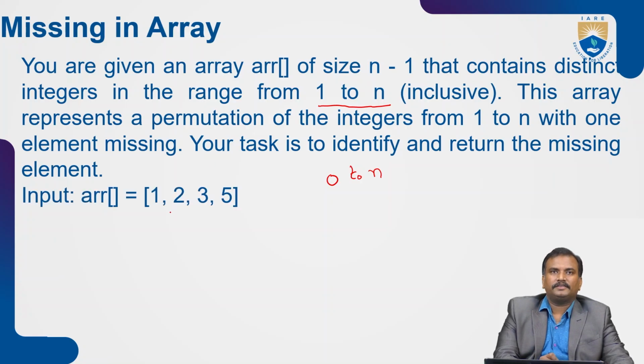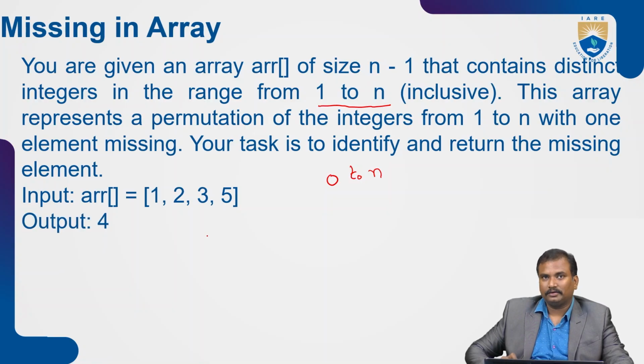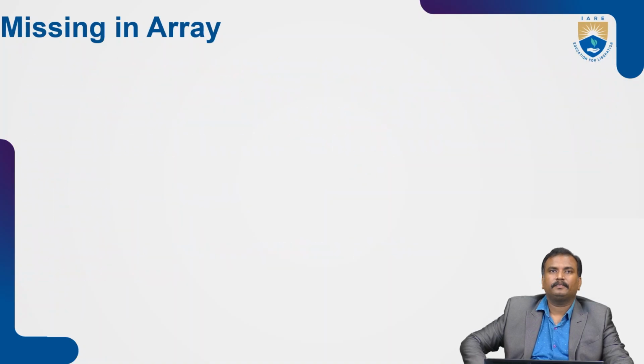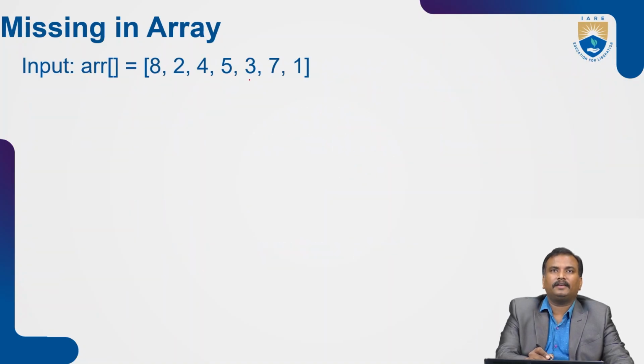Let us take the same type of examples, but here 0 is not included. 1, 2, 3, 5. Between 1 and 5, what is the number missing? The 4. Between 1 and 5, the number which is missing is 4. In the same way, another example: 8, 2, 4, 5, 3, 7, 1. Between 1 to 8, the number missing is 6. 6 is the number which is missing.